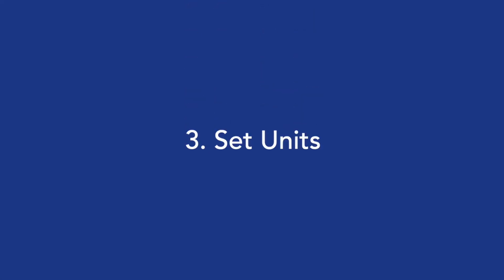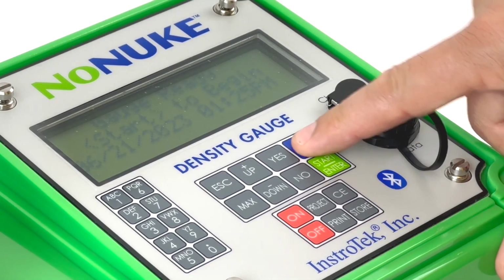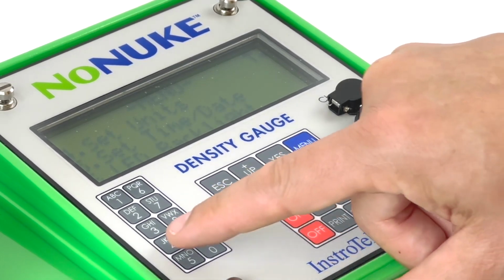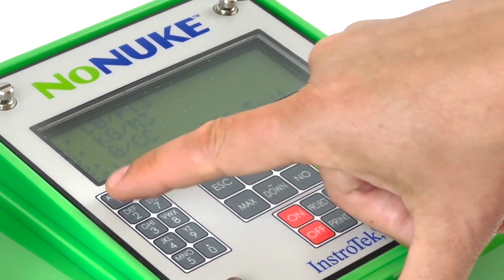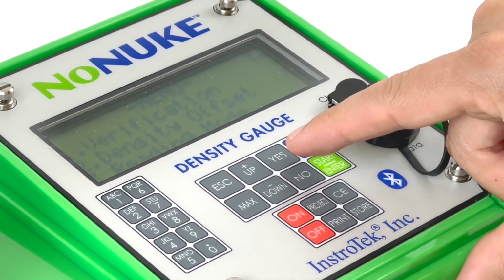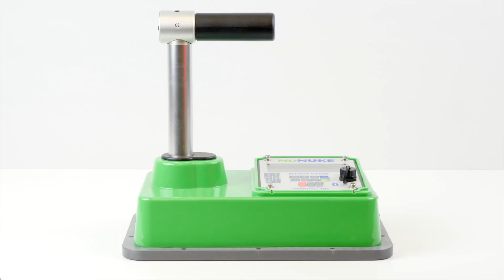3. Setting units. The default for the gauge is in English units, pounds over cubic feet. You may change the units by the following steps. Press Menu to enter the menu screen. Press down to scroll to the next menu screen. Press 4 to select Item 4, Set Units. Choose the units you want to use. After selecting the unit of measurement, the NoNuke returns to the menu screen. Press Escape to return to the main screen.